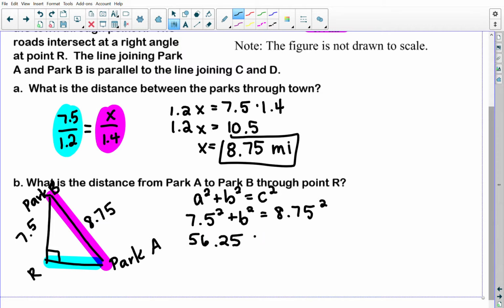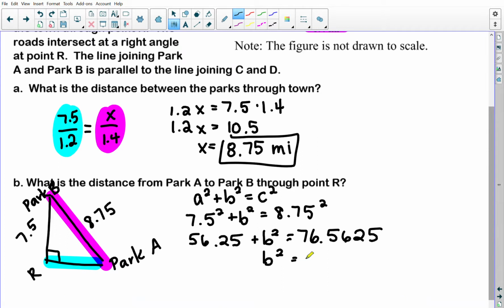I then get 56.25 plus B squared equals 76.5625. I'll subtract that 56.25 from both sides, so I get B squared is equal to 20.3125. And I'll take the square root from both sides, and that will get me 4.5, and again my units are miles. So down here is 4.5 miles.